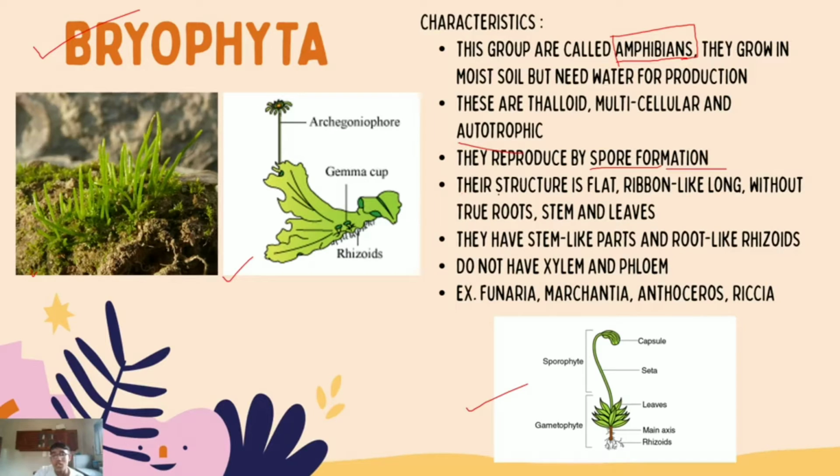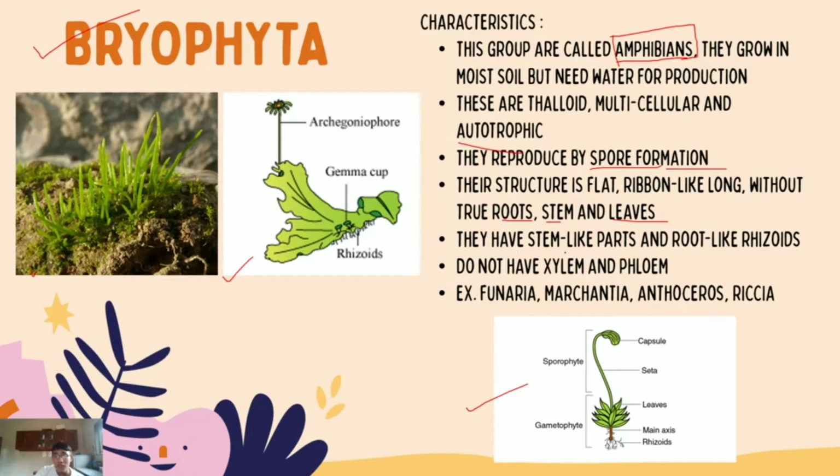Their structure is flat, ribbon-like, long, without true roots, stem, and leaves. This particular division does not have true roots, stem and leaves. So properly developed roots, stems and leaves are not present in bryophytes. Their structure is flat. You can see this is flat or it is like a ribbon, it is long.